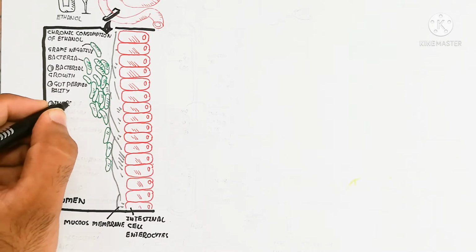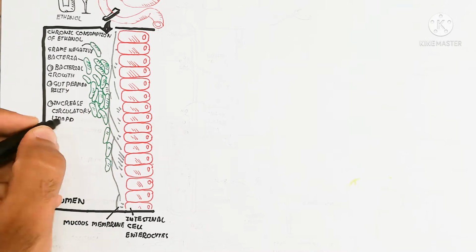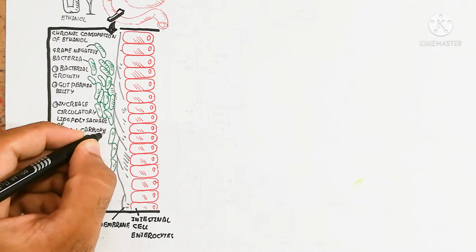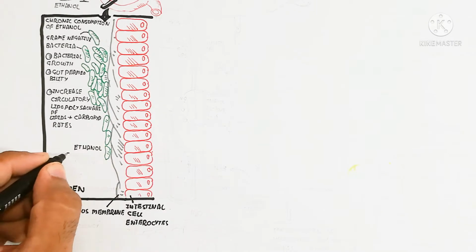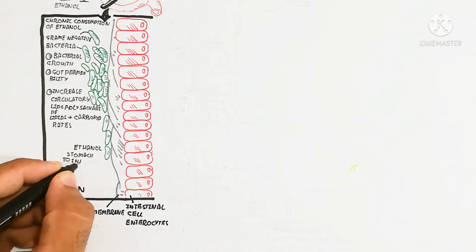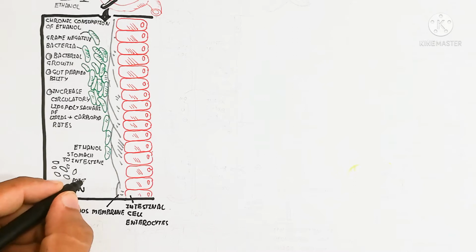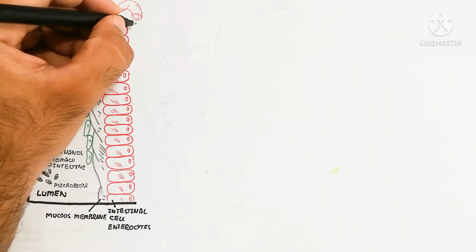With chronic consumption of alcohol, gram-negative bacteria are the bacteria which grow more, and gut permeability will be increased. Lipopolysaccharide will also be produced by the gram-negative bacteria, which further increases gut permeability and circulatory lipopolysaccharide, lipid, and carbohydrates. From the stomach to the intestine, the microbiota are present; there are a lot of different types of bacteria in the digestive tract.